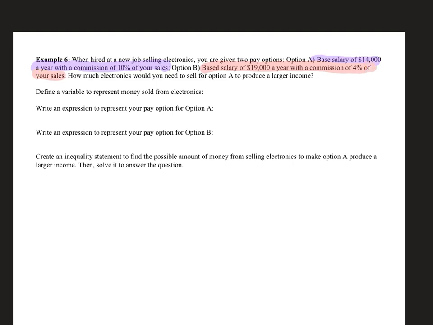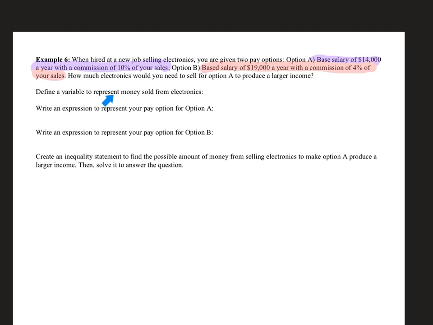So it looks like one of the salaries is better if you're thinking you're not going to be a great salesman, so you get a higher base salary but then a lower commission rate. And the other one's better if you think you're going to be a better salesman, so you have a lower base salary, but then you get a lot more. You could have a much higher topping point because you get a lot more of your sales. So how much electronics would you need to sell for option A to produce a larger income? Is our end goal here.